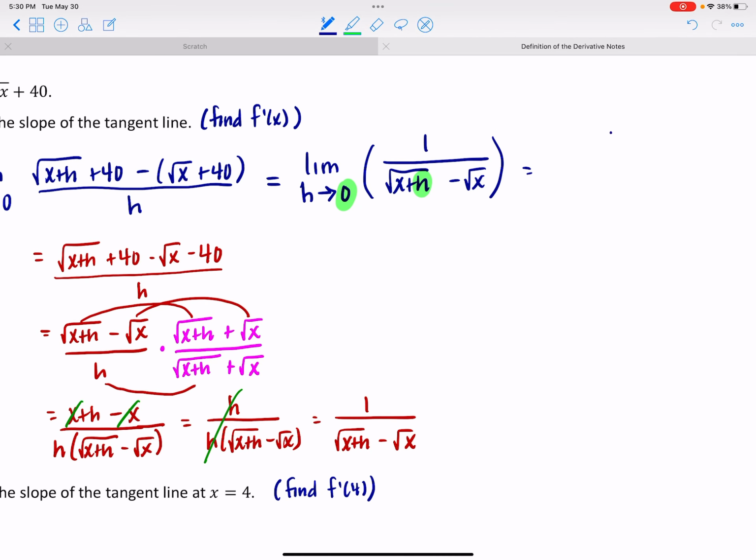So I'm left with 1 over the square root of x plus h, which will just be the square root of x, and a minus square root of x. That's no good because those would cancel and give me a 0. Did I do something wrong here?